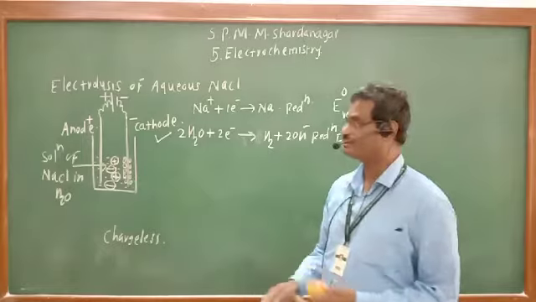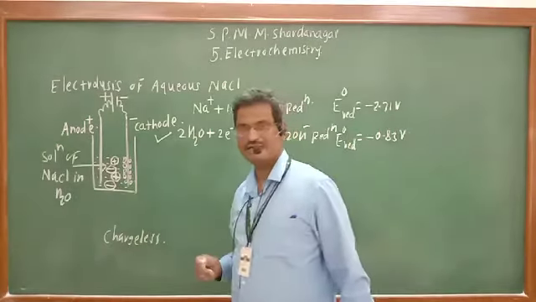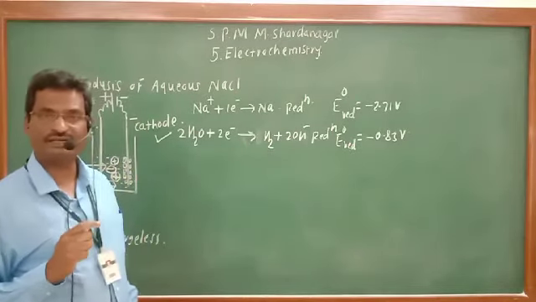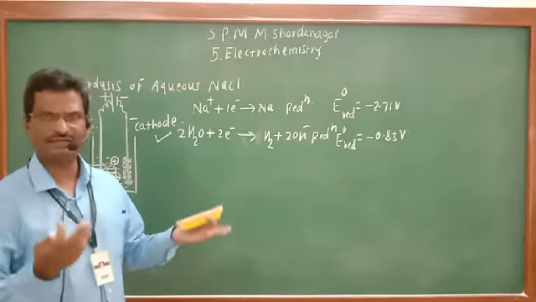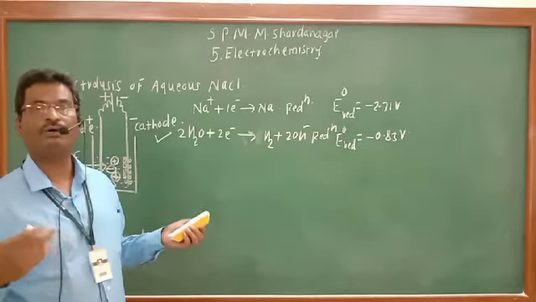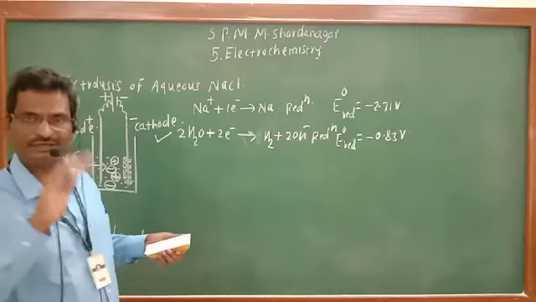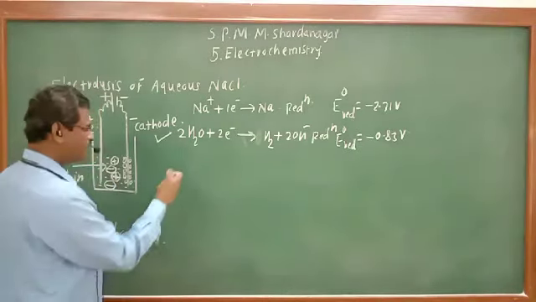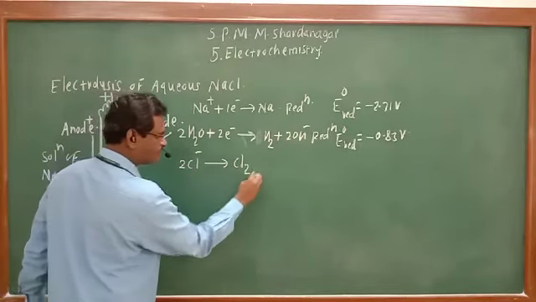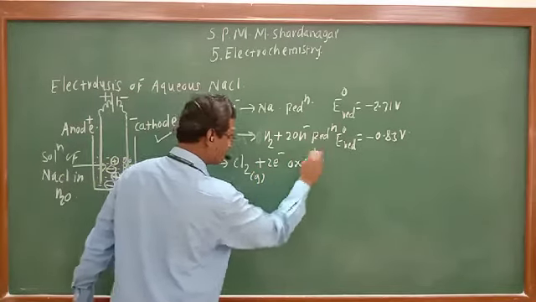At the anode there is oxidation, but there is competition between Cl⁻ and OH⁻ ions. Those that are successful in undergoing oxidation are the ones having higher oxidation potential. The ions which have higher potential to undergo oxidation will undergo oxidation. That is our concept. So what is the reaction at the anode? 2Cl⁻ giving Cl2 gas plus 2 electrons. This is the oxidation reaction.